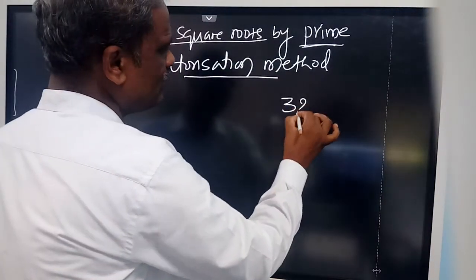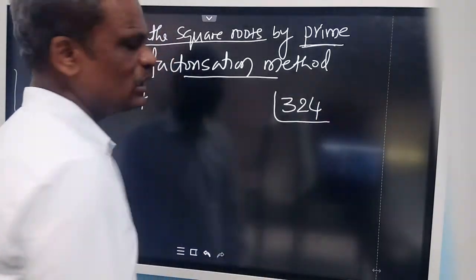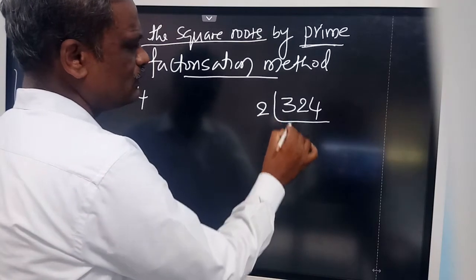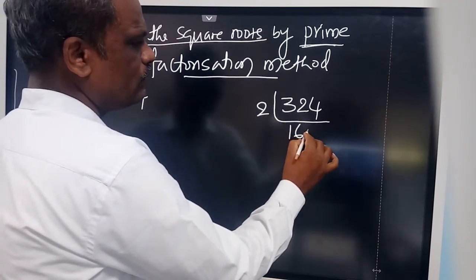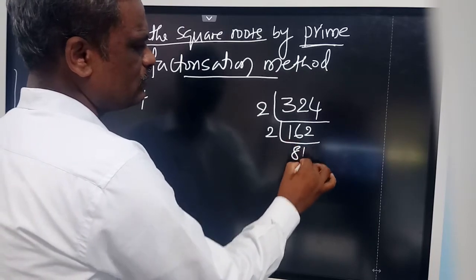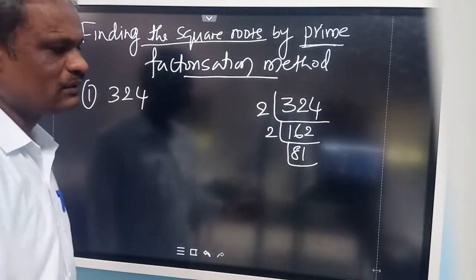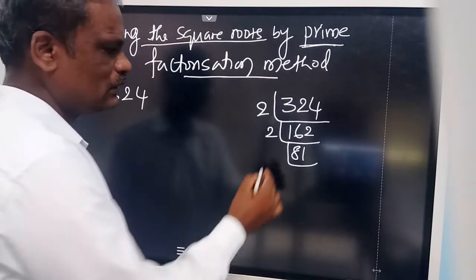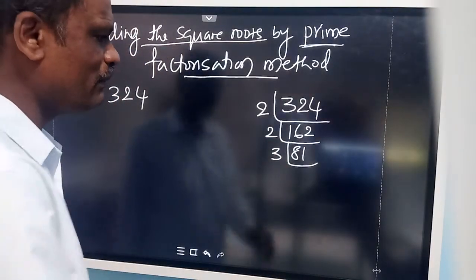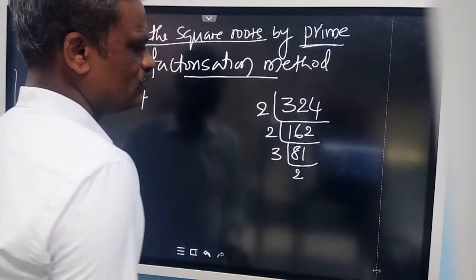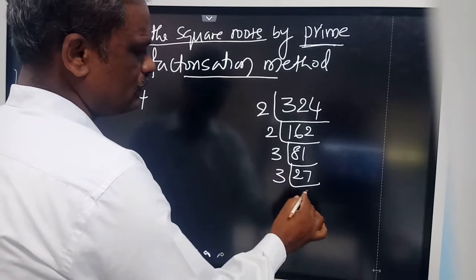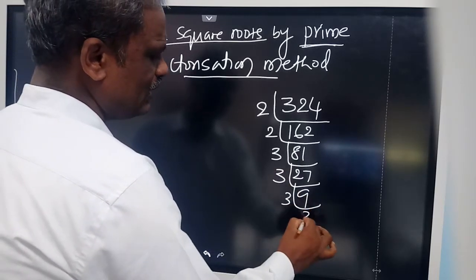Factorization of 324: divide by the smallest prime number, 2. 2 ones are 2, 2 sixes are 12, then 2 twos are 4. Again by 2: 2 eights are 16, 2 ones are 2. The next number is not divisible by 2, so take 3. Use only prime numbers. 3 twos are 6, 21. 3 sevens are 21. Again by 3: 3 threes are 9. Again by 3.